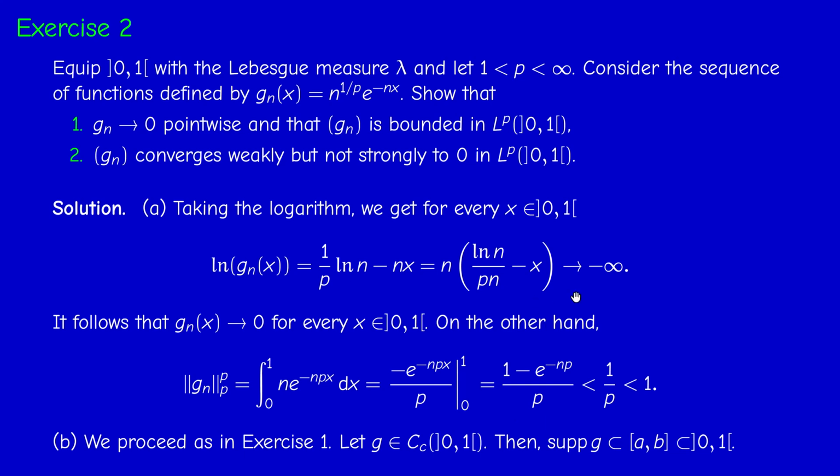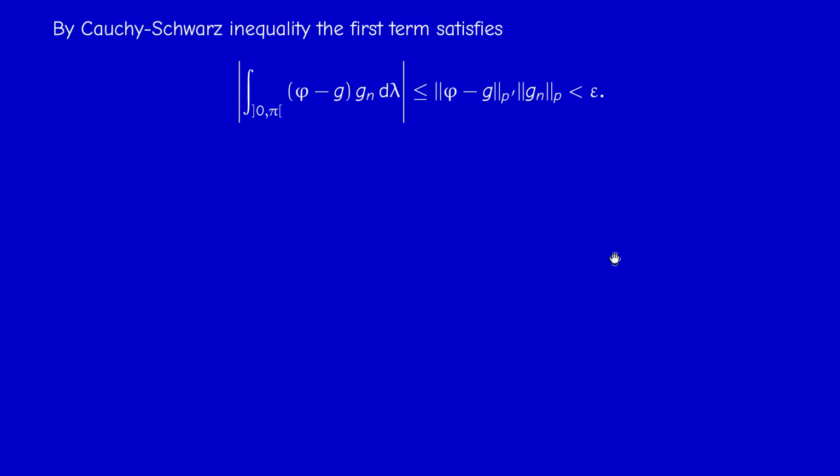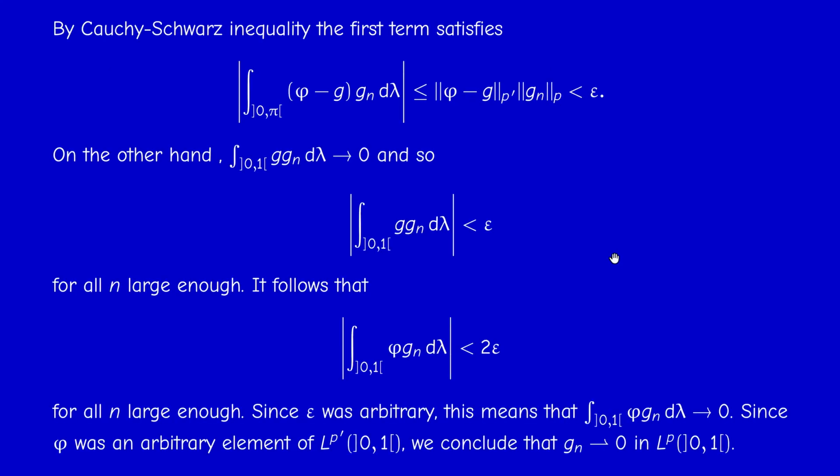So this is another example, actually a family of examples because p is arbitrary, a concrete example of a sequence converging weakly but not strongly. So this concludes the first two exercises. In the next video I'm going to solve exercises 3 and 4. Thank you for your attention and see you next time.